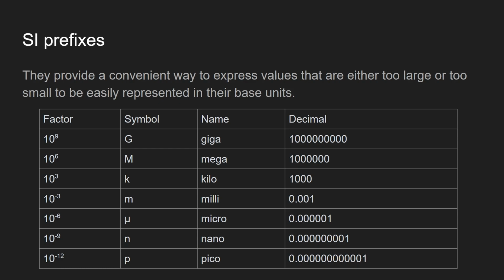Why I have to talk about pico and nano is because when we talk about capacitance, it goes to pico and nano. It is a very small number. Picofarad, nanofarad. It is literally a very small number. So if you see these numbers, you have to remember the symbols and how much the factor you have to multiply.